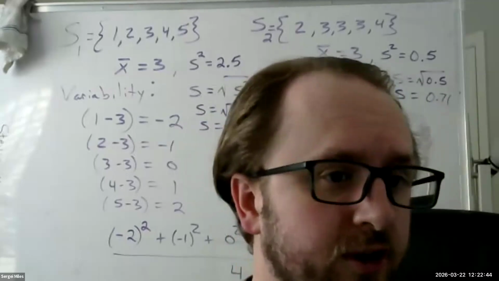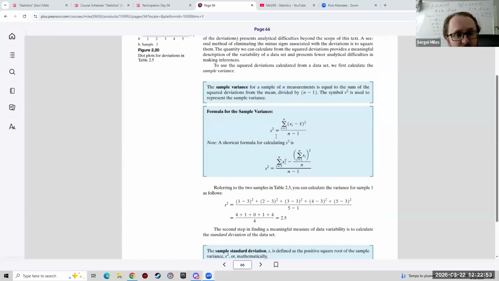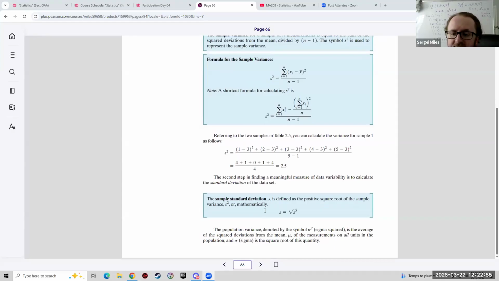All right? So let me turn on the screen share. Back to the textbook. Here we go. So we have our formula for variance, which is s squared. And then if we want to find standard deviation, we take the square root of the variance.